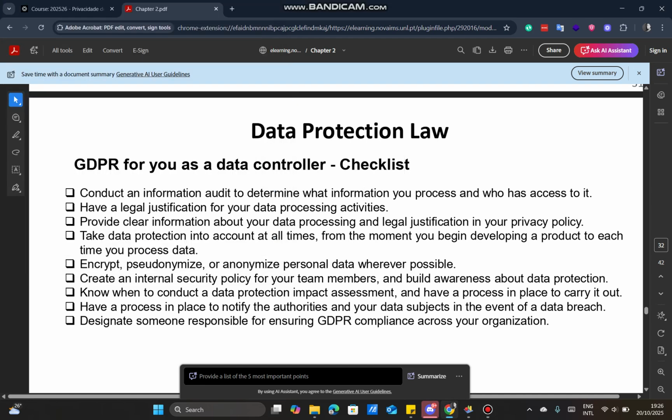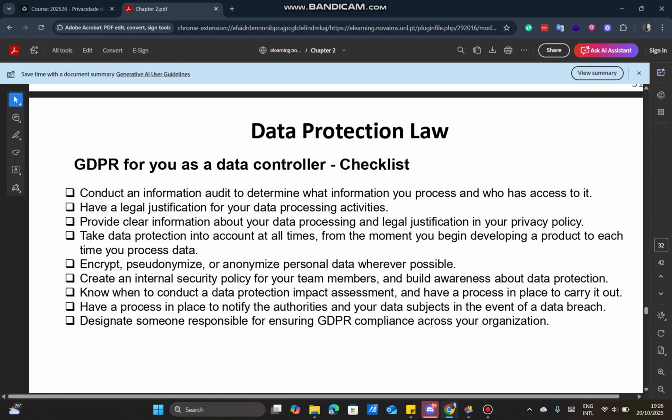All right. So Dr. Joanna has some guidelines for a data controller checklist. Okay. So as a data controller, you could have these checklists.